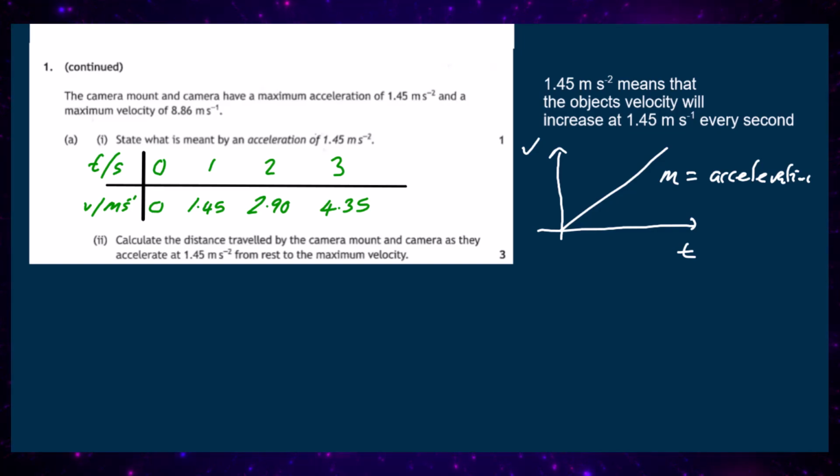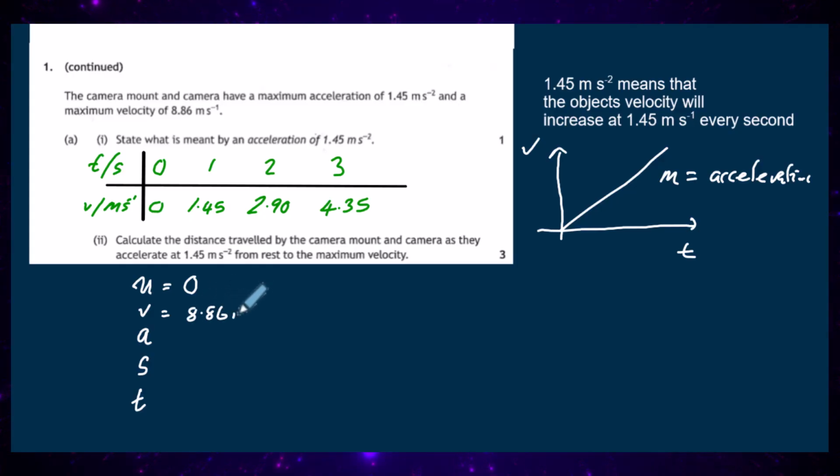Now, part 2, it says calculate the distance travelled by the camera mount and the camera as they accelerate at 1.45 meters per second every second from rest to the maximum velocity. Well, this is going to be a kinematics one, so we put down our kinematic relationships: U, V, A, S and T, U being the initial velocity, V being the final velocity, A being acceleration, S being the displacement, and T being the time. And we just fill things in. It's going from rest, so the initial velocity is going to be 0, and the maximum velocity is going to be 8.86.